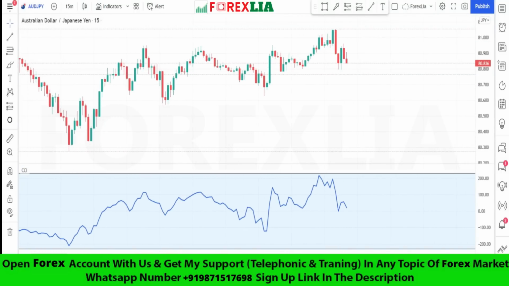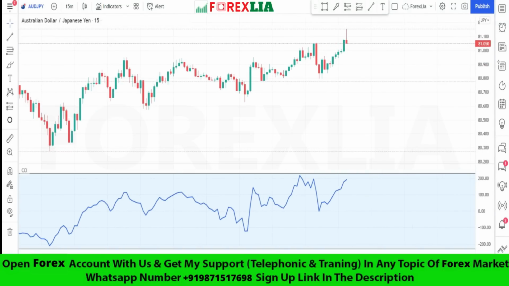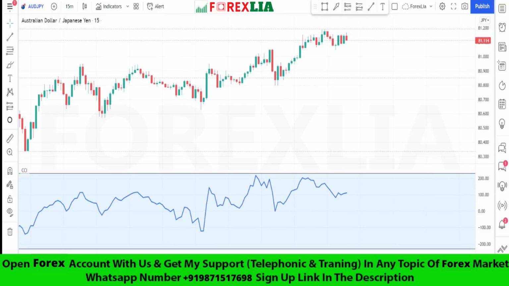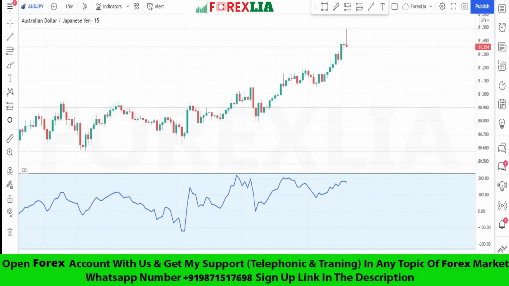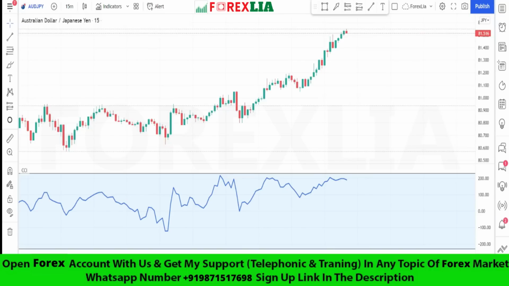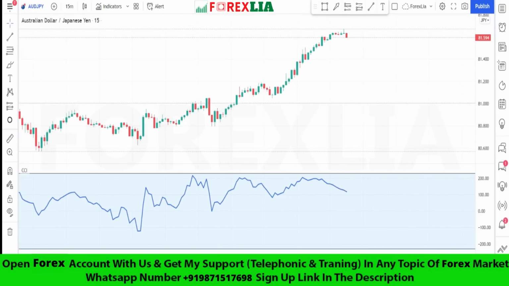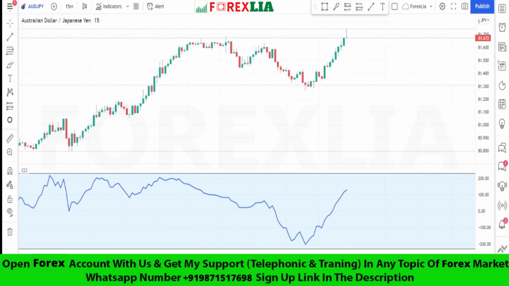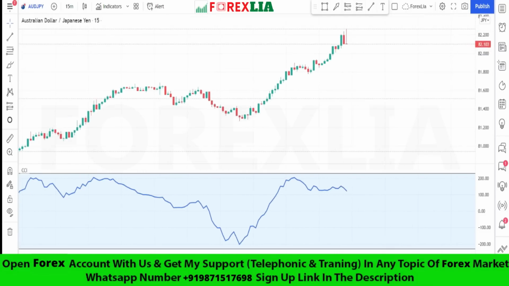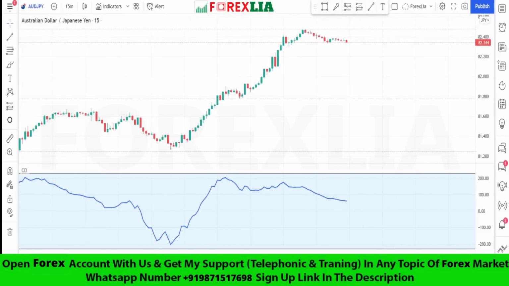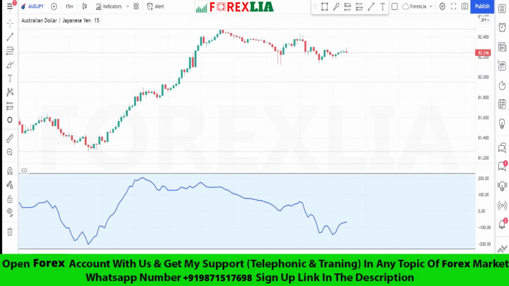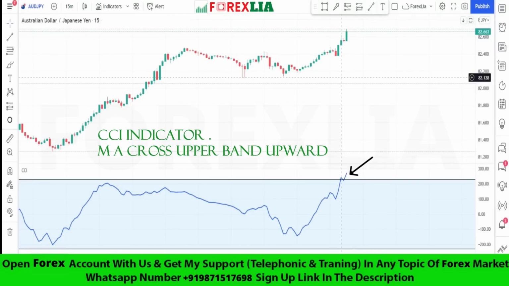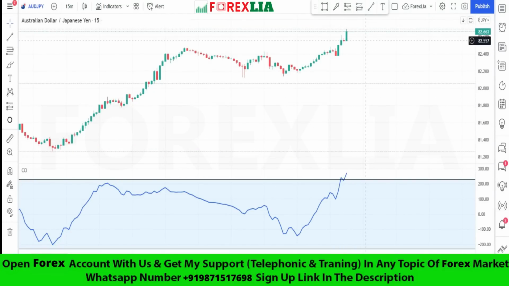If the CCI indicator MA crosses the upper band upward, then we take a buy trade. Here is the buy signal confirmation. We place the buy trade here.